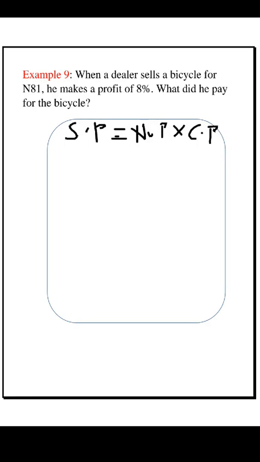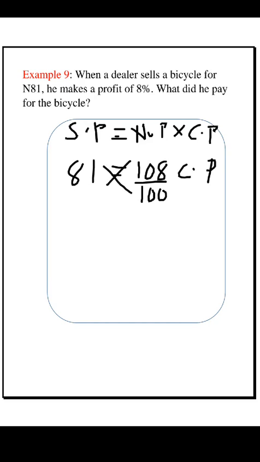So when a dealer sells a bicycle for 81 naira, selling price is 81. Now, he makes a profit of 8%. I told you that the initial standard for the cost price is 100. 8% means that it has increased from 100 by 8. That is 108%. 100 plus 8, 108 over 100 times cost price. And this is simple mathematics to handle. If you cross multiply, 81 times 100 divided by 108.